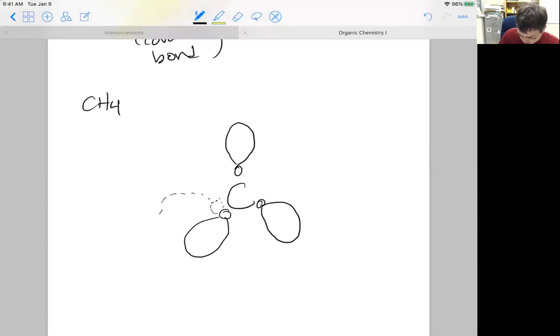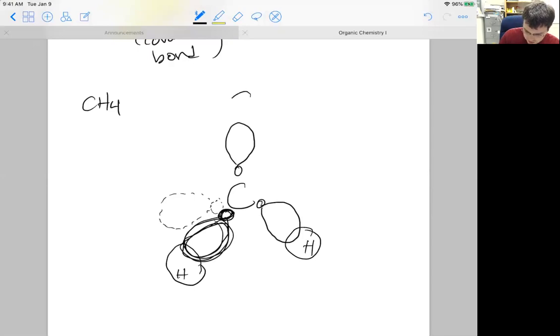And now drawing a hybrid orbital as a wedge and a dash is very difficult, so we're not going to do this often. But to each of these hybrid orbitals, we're going to attach a hydrogen. And this picture is going to be gnarly already, so let's keep the electrons out of the picture.